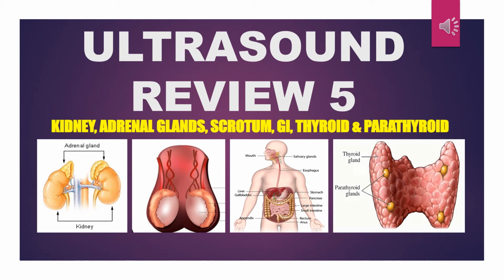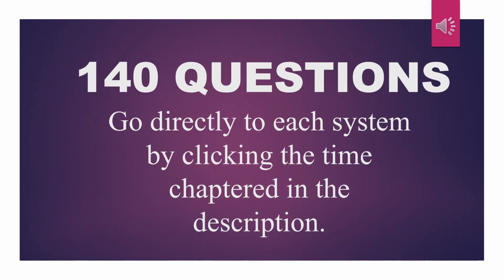Welcome to Ultrasound Review 5. This video has multiple choice questions for kidney, adrenal glands, scrotum, GI, thyroid and parathyroid. There are 140 questions in this video. You can go directly to each system by clicking the time chaptered in the description.